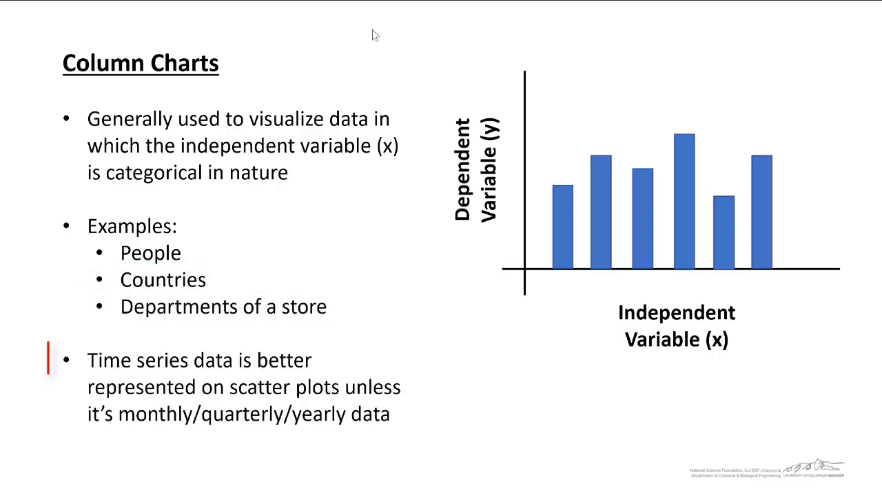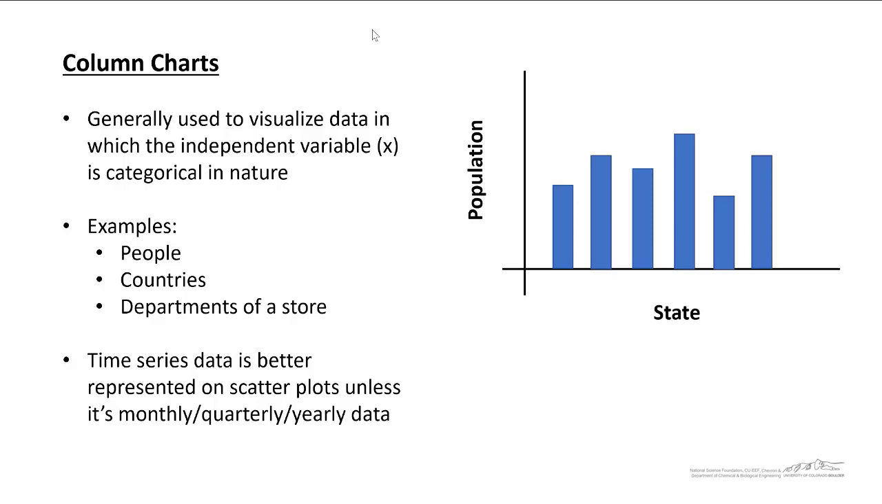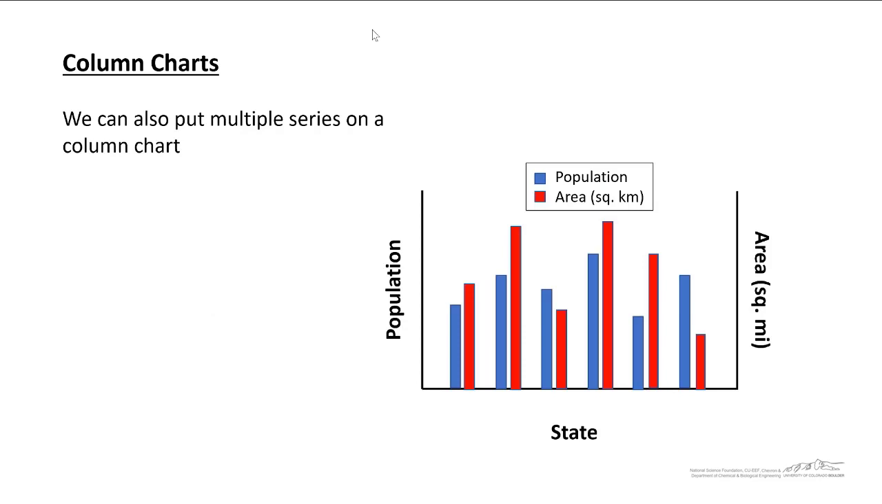By the way, time series data is much better presented on a scatter plot unless it's monthly, quarterly, or yearly data. As an example of a column chart, we could have a population as a function of the state. State is not continuous, it's categorical, and so that's better represented as a column chart. We can also put multiple series on a column chart. We have the state on the independent axis. We can plot population on the primary axis and area of that state on a secondary axis.